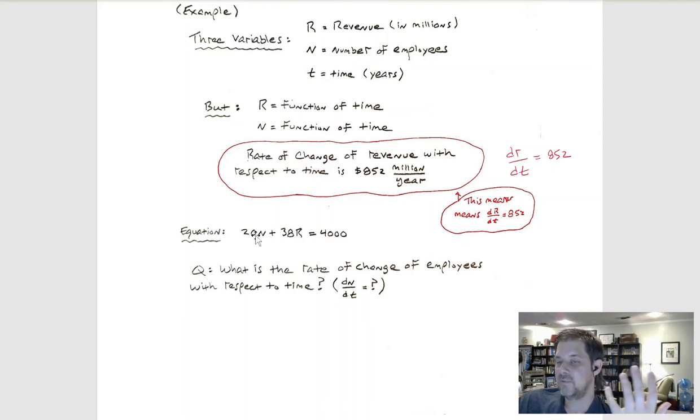But given that the number of employees and the revenue are all linked together in this equation, we might wonder, how is that changing? Is the number of employees going up or down? It has something to do with how the revenue is changing, since the number of employees and the revenue are linked by this equation. How would we figure that out?